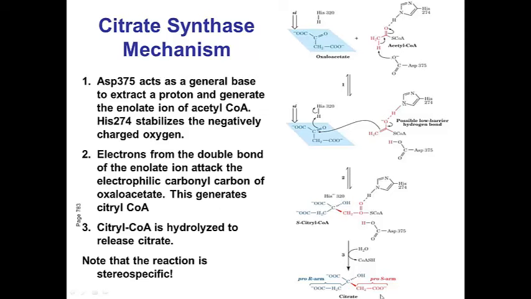What's really important here to recognize is, if you remember, lots of times enzymes can hold molecules in such a way that a prochiral molecule can generate only one chiral product, and that's going to become important later.